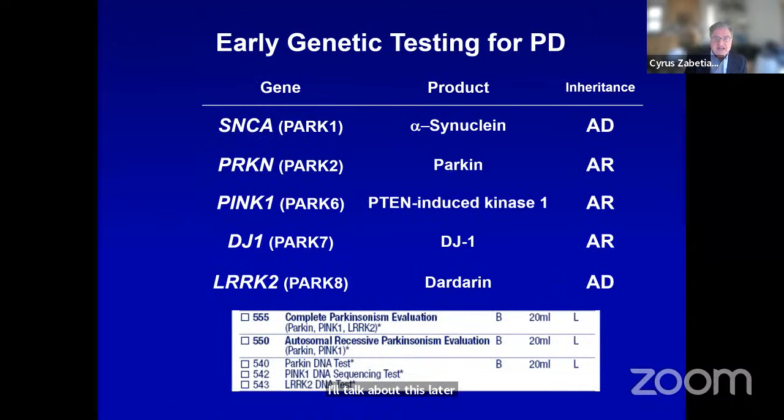So in the early days of testing, there were a limited number of genes. And this is an example of an Athena panel that was available in the early 2000s. And this was all done with Sanger sequencing, which means that you had to sequence each gene, gene by gene. It was very labor intensive. And this is what was available.